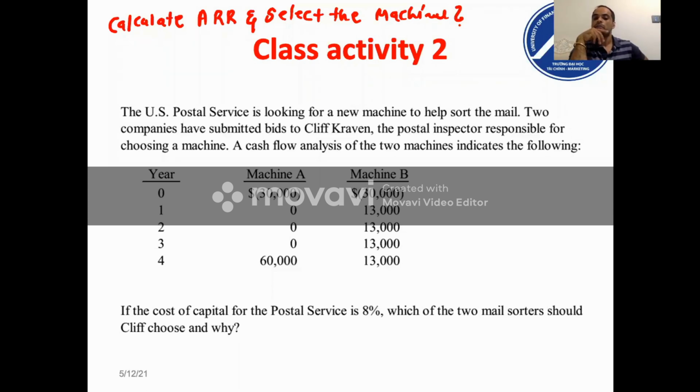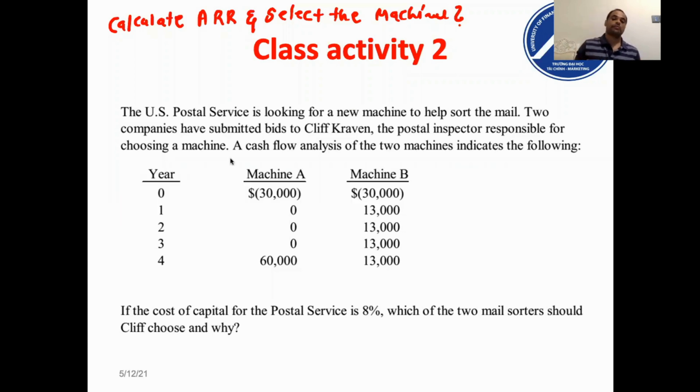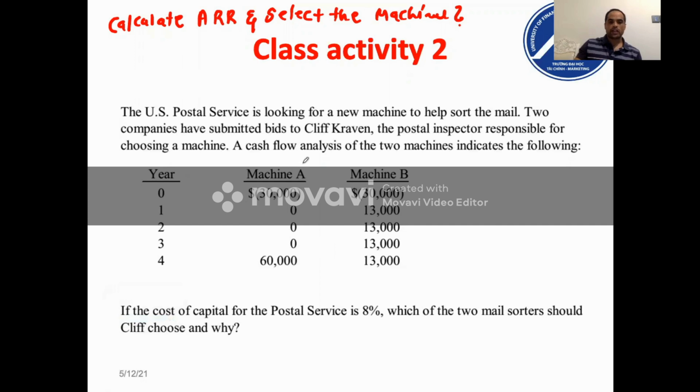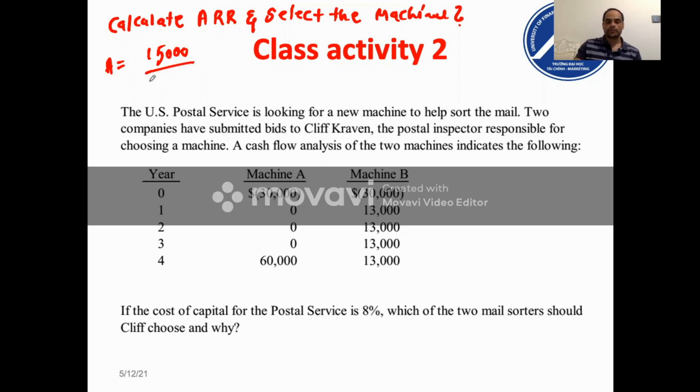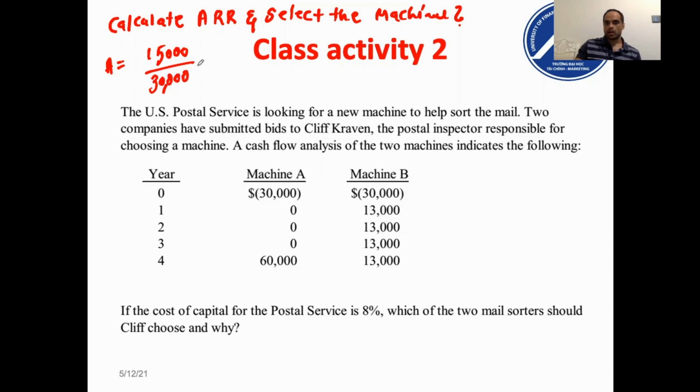How much is ARR for machine B? B is 43.3. Let's check. The formula is average annual return. So average annual return for machine A. How much is average annual return for machine A? If we calculate A, 15,000. Yes, because 60,000 divided by 4, it's 15. Divided by cash outflow is, how much cash outflow? 30,000. So how many percent? 50%.